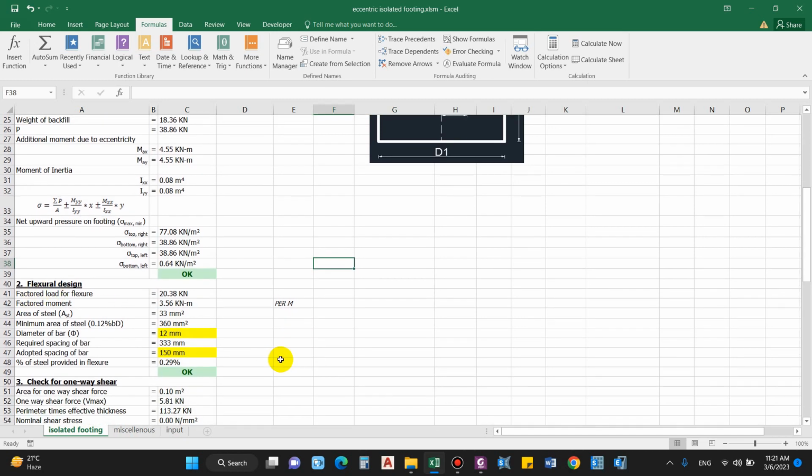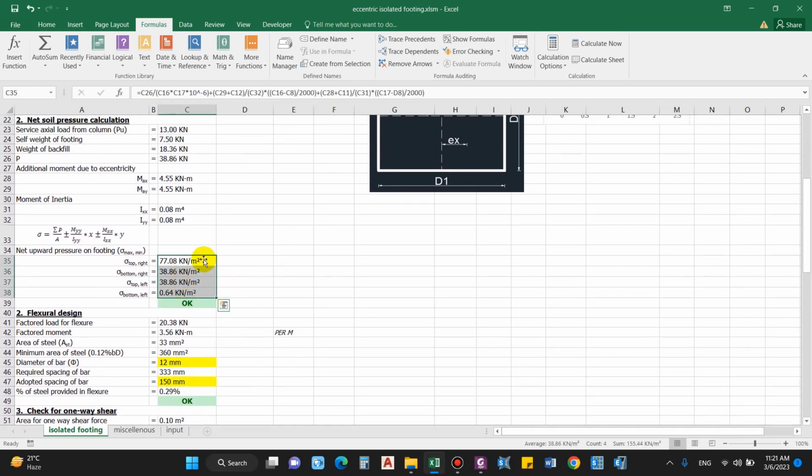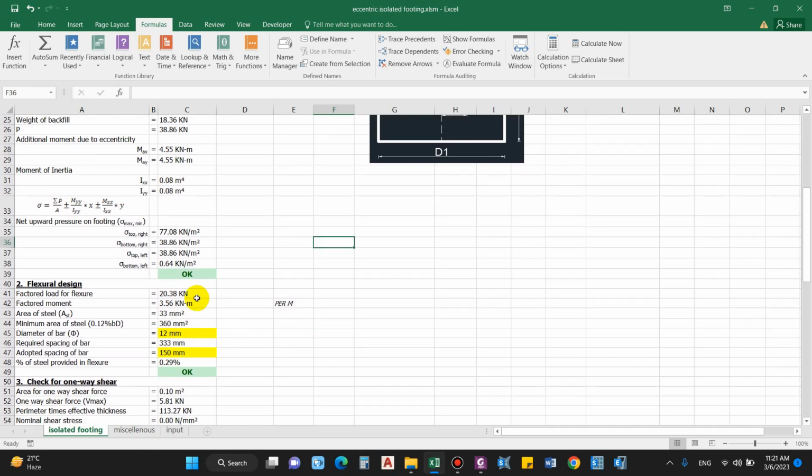Now flexural design. So we'll take the average of this value as the maximum soil pressure, and that pressure will create some moment considering the cantilever portion. So we get 20.38 kN as the factored load for flexure, and moment will be 3.56 kNm. Now area of steel required for this moment will be very much less. So we get 33 mm².